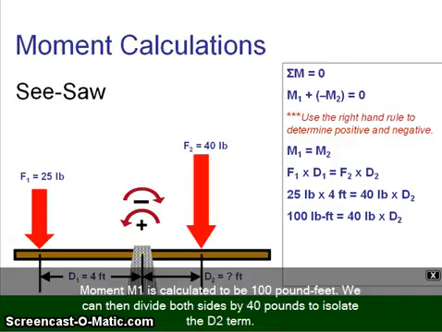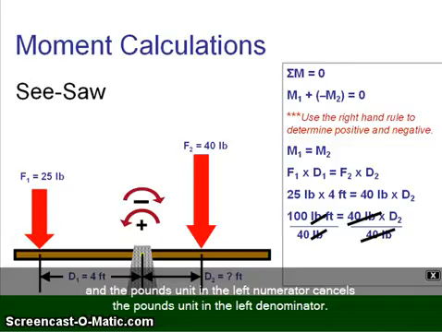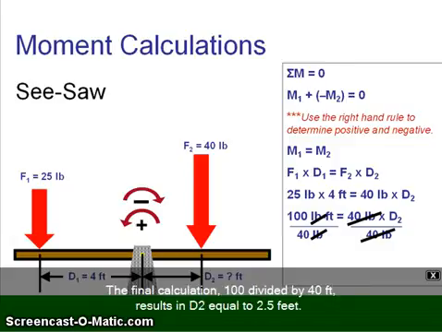Moment M1 is calculated to be 100 pound-feet. We can then divide both sides by 40 pounds to isolate the D2 term. The 40 pounds in the right numerator cancels the 40 pounds in the right denominator, and the pounds unit in the left numerator cancels the pounds unit in the left denominator. The final calculation, 100 divided by 40 feet, results in D2 equals 2.5 feet.